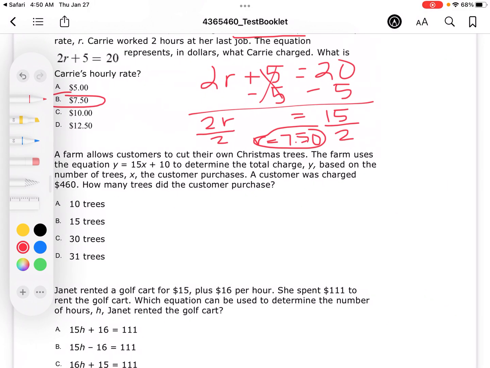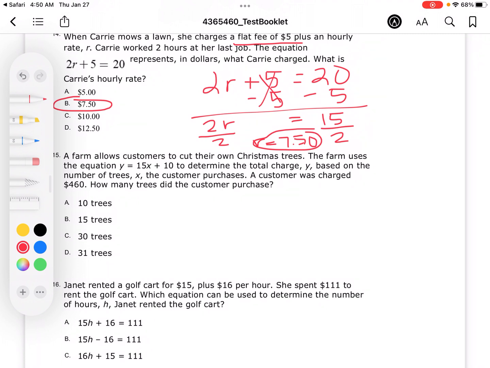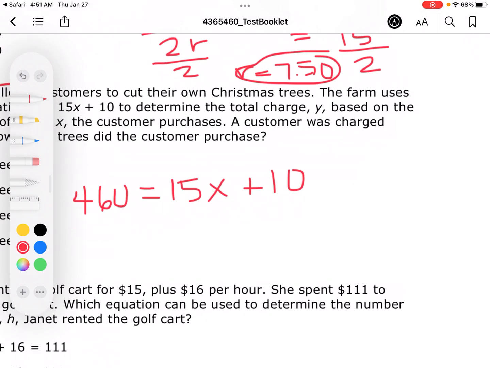A farm allows customers to cut down their own Christmas trees. The farm uses the equation y equals 15x plus 10 to determine the total charge y based on the number of trees x. The customer was charged $4.60. So that's going to be my y. So that's what I'm going to plug in for my y. So $4.60 equals 15x plus 10. How many trees did the customer purchase?